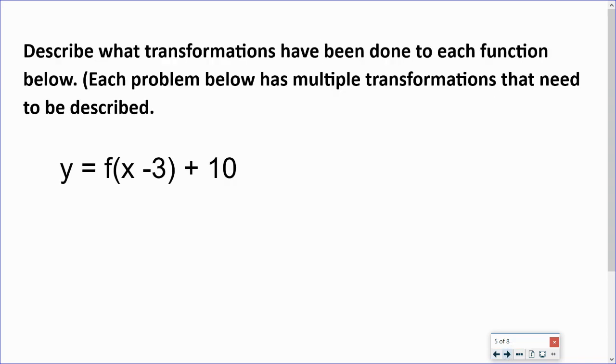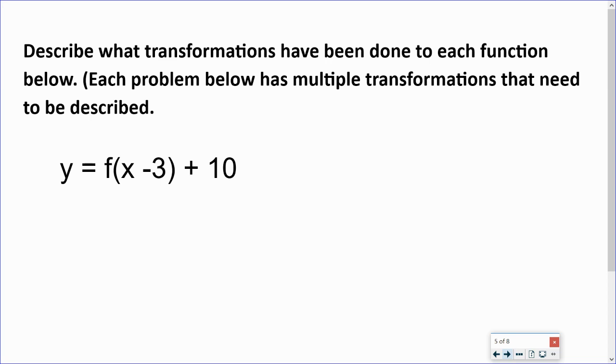So now here's one that we start with. Okay, describe what transformations have been done to this function. Each problem below has multiple transformations. Okay, I can't guarantee that. Honestly, I copied this and I can't remember if I did that throughout all these things, but we're going to play it like we do.